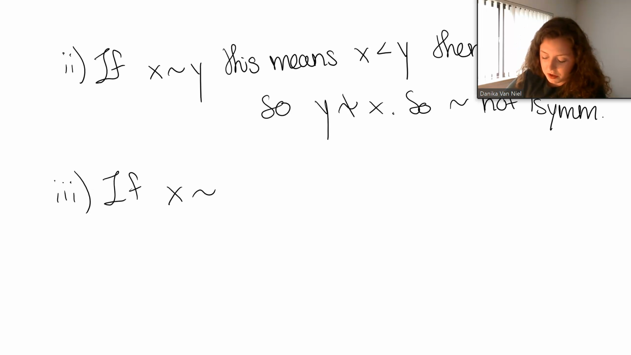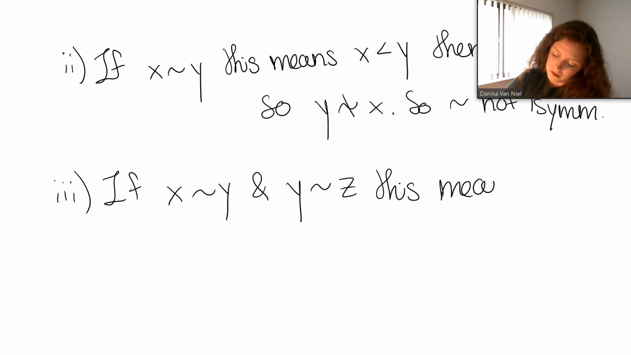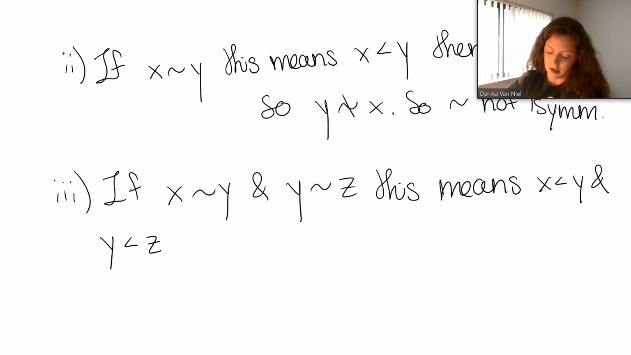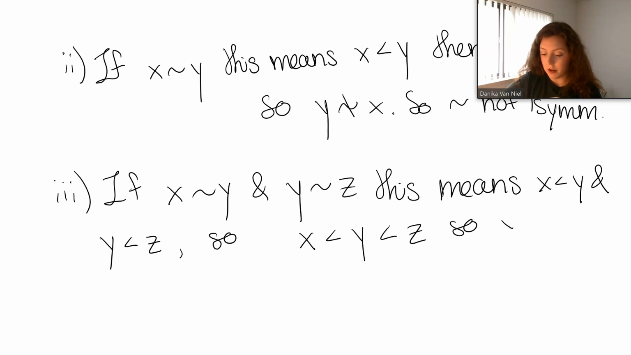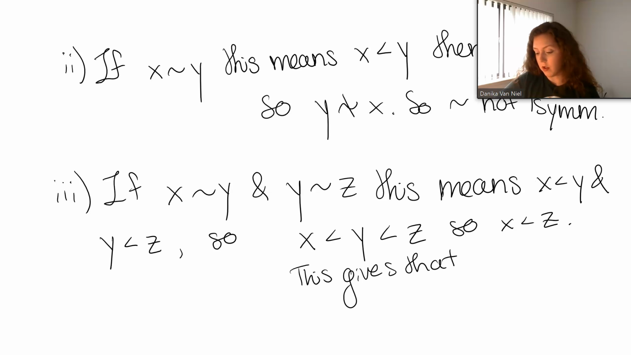Okay. If x twiddles y and y twiddles, I don't know, z, this means x is less than y and y is less than z. Okay, so x is less than y, it's less than z, okay? And it might have been tempting to just jump right to x is less than z, but we need to show this part. So this gives that twiddle is transitive. All right.